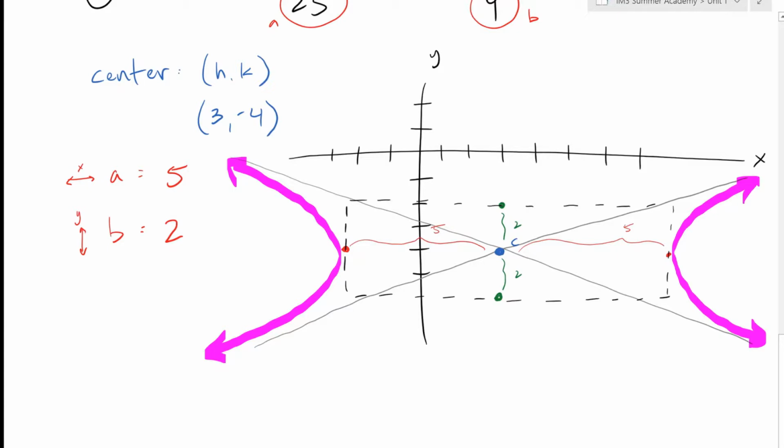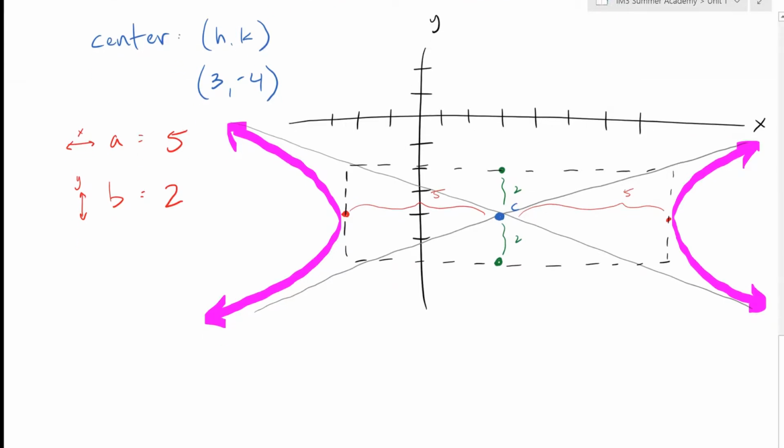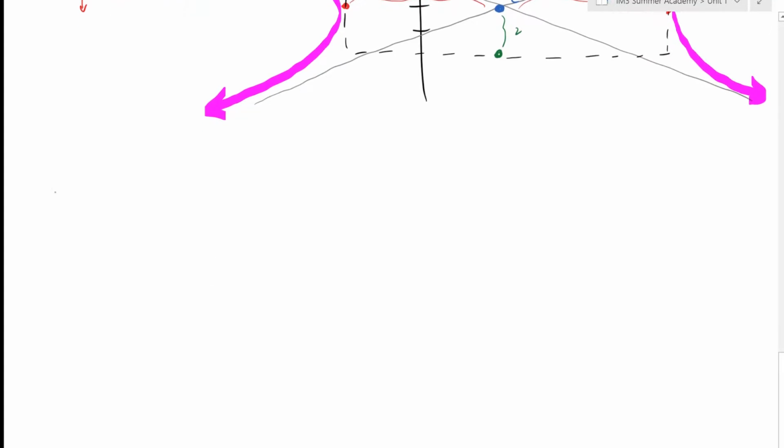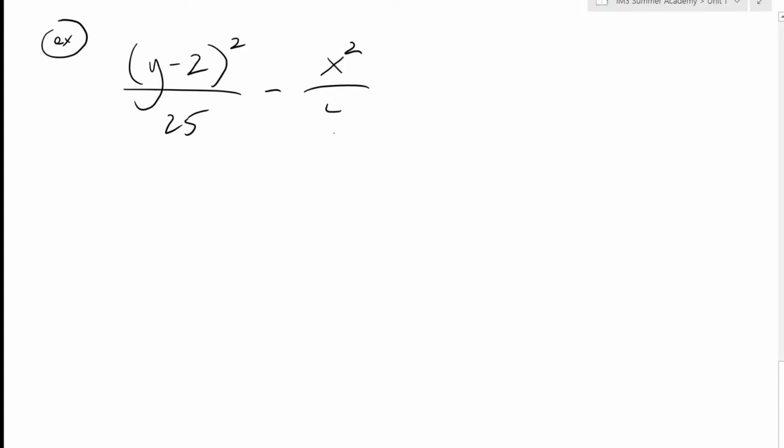So depending on the numbers, these things can get skinnier, they can get wider. Obviously some will go up, some will go down. But it all depends on the equation they give us. So let's take a look at another one. For example, graph (y - 2)^2 over 25 minus x^2 over 4 equals 1.